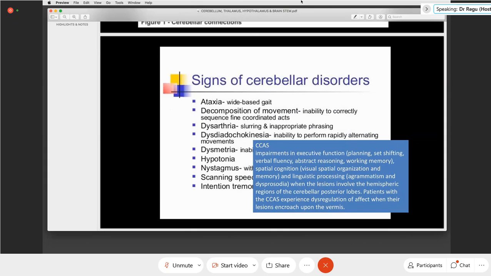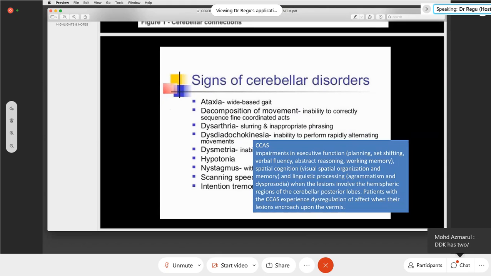So basically, when we test in clinical practice, we ask the patient to tap alternatingly on their hands and see whether they can do this. Those with cerebellar problems will have problems doing this alternating movement.